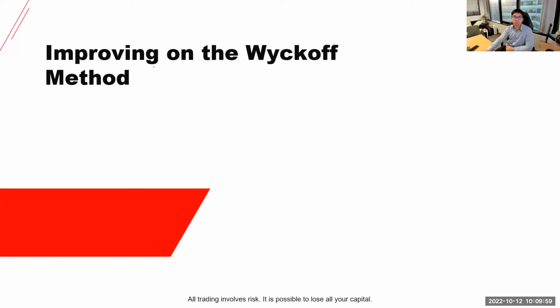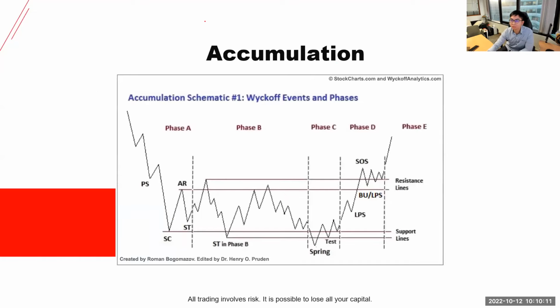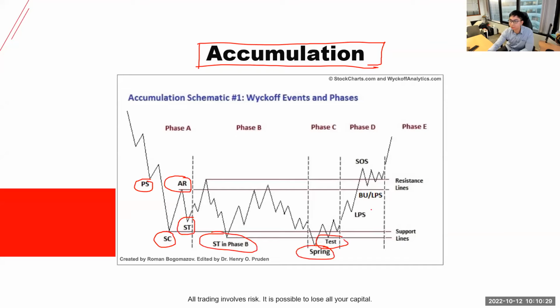Okay, let's move on to improving on the Wyckoff method. Later, I'll show you guys in the charts using maybe stochastic or RSI. First, this is very, very technical. Accumulation. I'm sure you guys are looking right now: what is PS? What is SC, AR, ST, STB, spring, test, LPS, SOS? What does all this mean? Well, it means something a lot more. Let me get into the charts. We are only focusing on the ones that I've circled out.